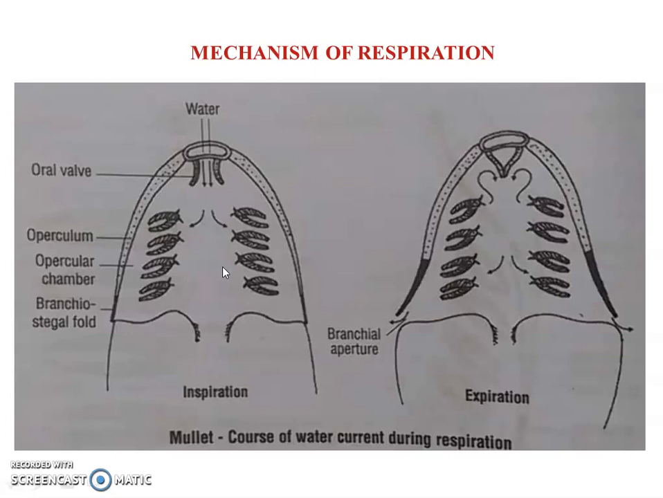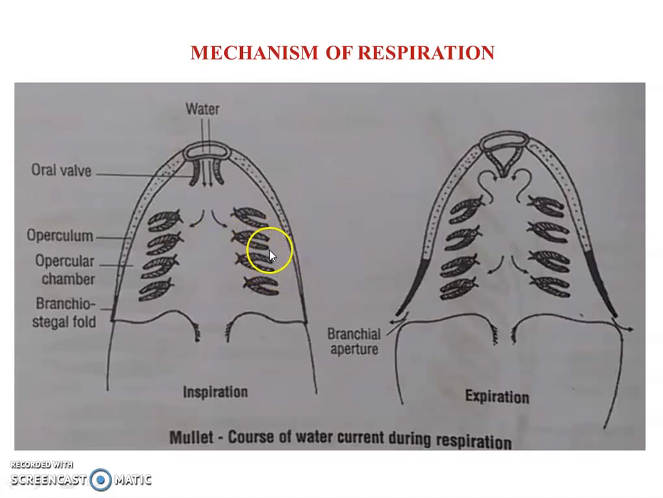And this actually decreases the pressure. Okay, and as a result of which water moves into the buccal cavity from outside, and from there it moves into the pharynx and fills up the pharynx. Okay, and when the water moves into the buccal cavity, the increased volume of water in the buccal cavity will push open the oral valve, and thus the water pushes inside into the pharynx, and from there it enters the extrabranchial chamber through the gill slits.